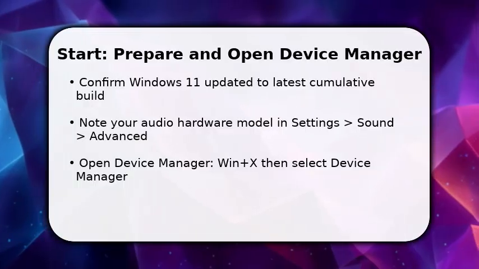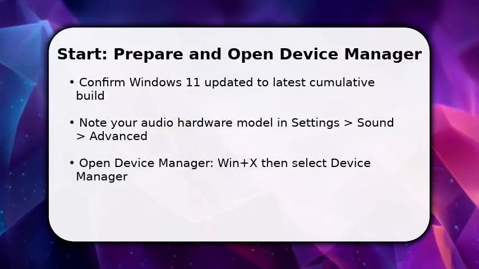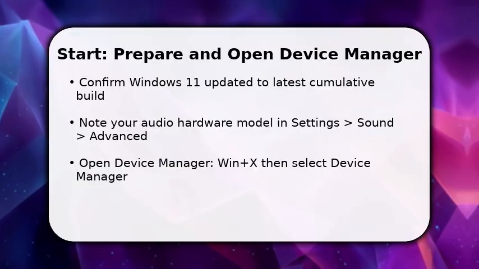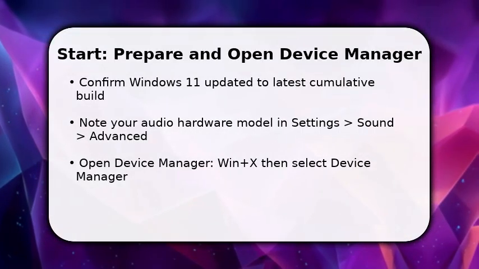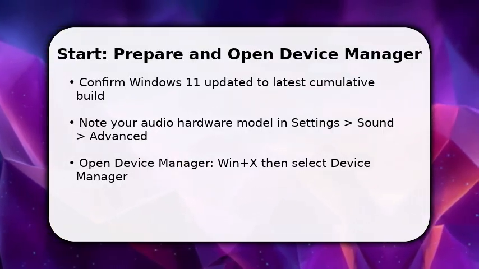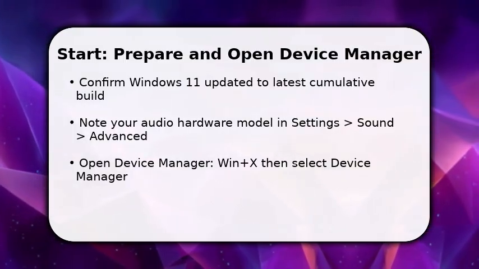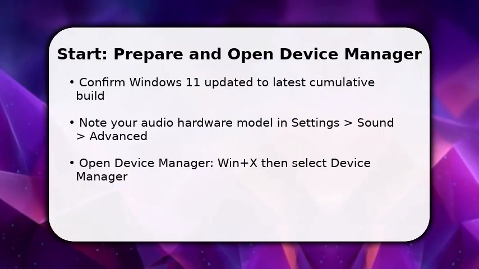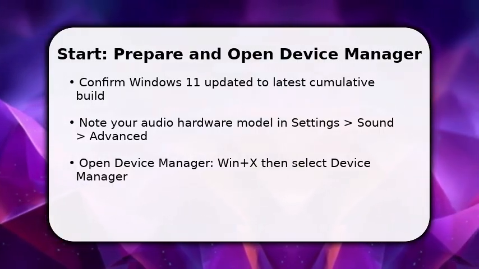You'll begin by preparing the system and opening Device Manager so you can update the driver directly. First, make sure Windows 11 has recent updates installed. This avoids compatibility gaps. Next, check Settings Sound Advanced to note the audio device name. That helps you pick the correct driver. Once you've noted the model, press Win+X and choose Device Manager, because that's where you'll locate the sound adapter and start the driver update process.